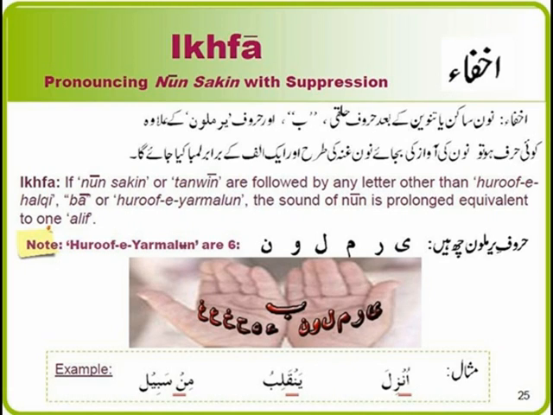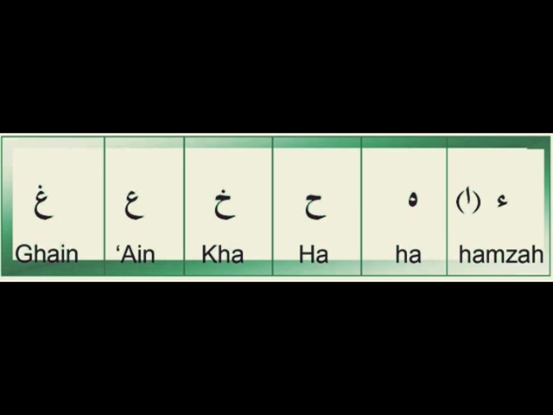Now, if you recall, we have learned the first way to pronounce a nun sakin or a tanween. That is, whenever we see a nun sakin or a tanween, and any of the letters that come after are from the huruf halki, meaning the hamza, ha, ain, ha, ghain, kha, then we have to pronounce that nun sakin or that tanween very clearly without prolonging it.